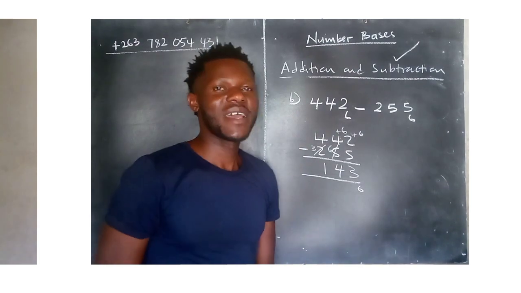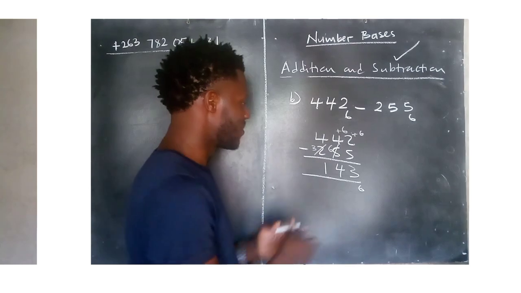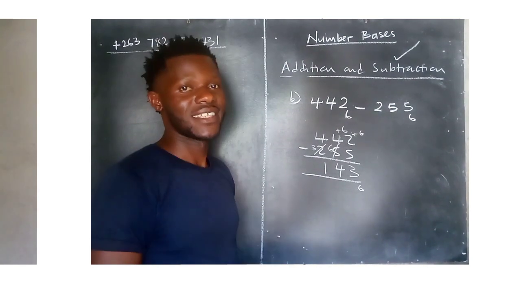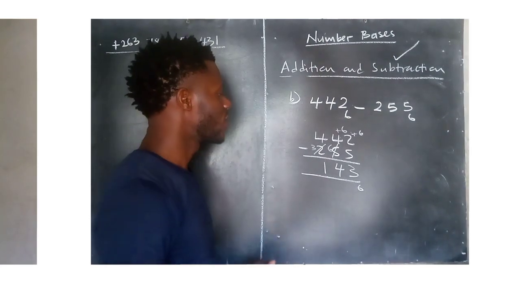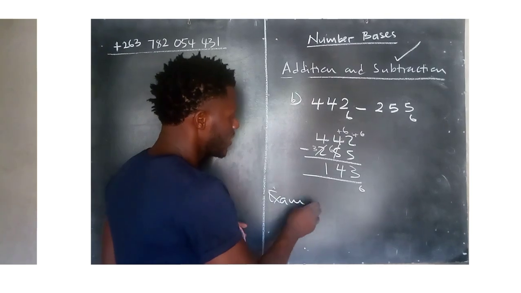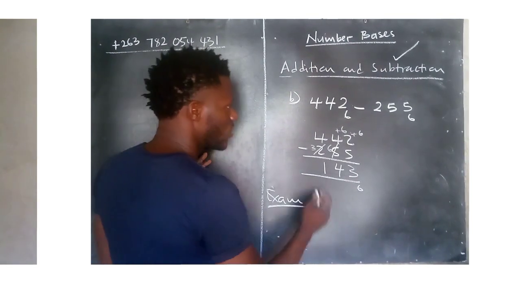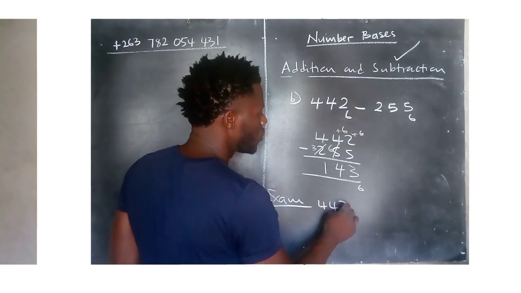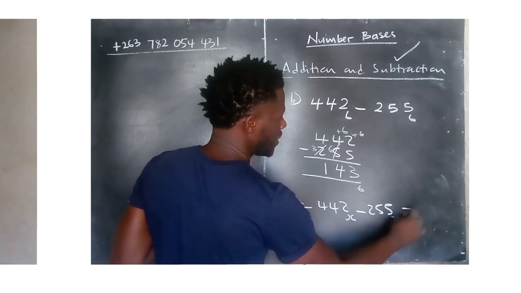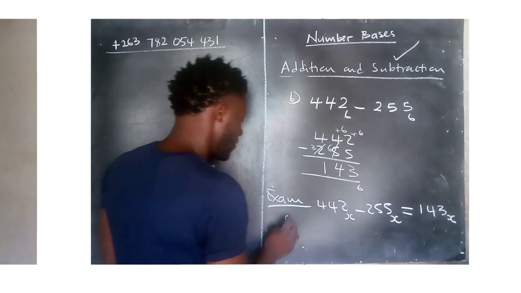Then examination. We shall talk about exam coaching later after we go through all the concepts. What examiners do is they give you the working and the answer, but there will be an unknown so that you can formulate equations. For instance, they can build their question from this example. They'll give you a situation like this: 442 base x minus 255 base x is equals to 143 base x. Find base x.